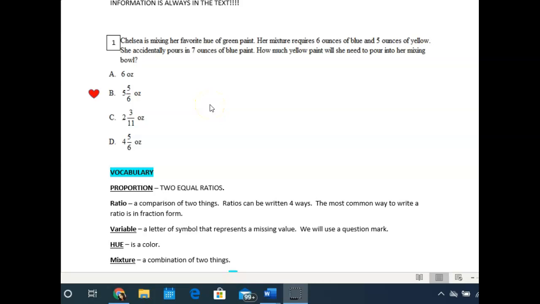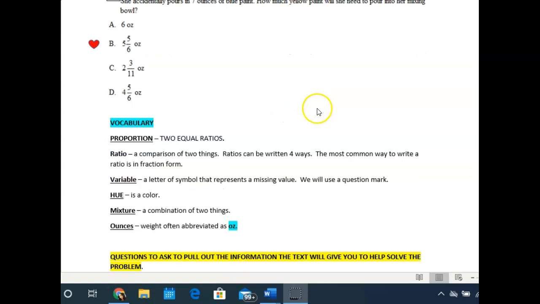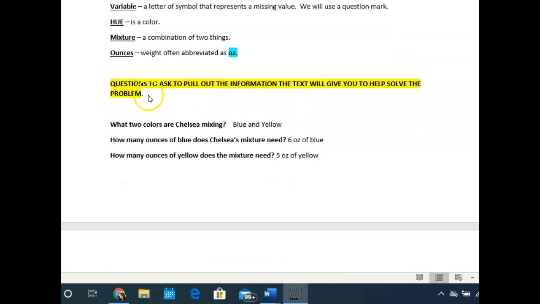Who are we talking about? Yes, we're talking about Chelsea. And Chelsea is mixing her favorite, remember, color of green. And in order to do that, we're mixing parts of blue and parts of yellow. When we get into this proportional reasoning, we need to know that one side of our proportion is going to be represented with the ratio, and the other side is going to be represented with what she actually did. So let's get down here. Some things that we're going to do first is we're going to pick out some important information from our sauce, the text. So here are some questions that you might want to ask.